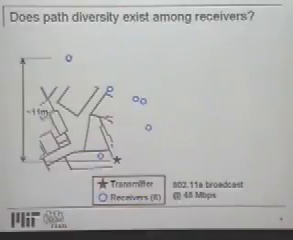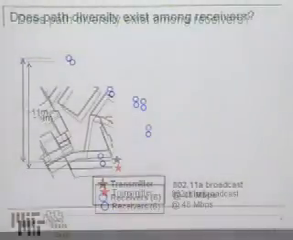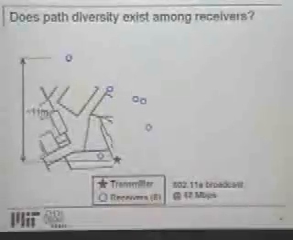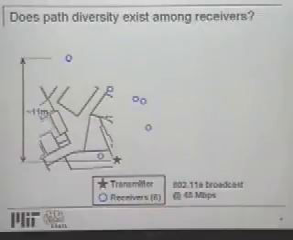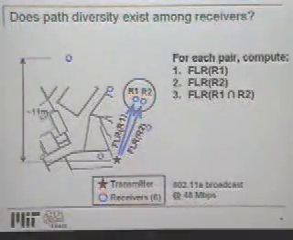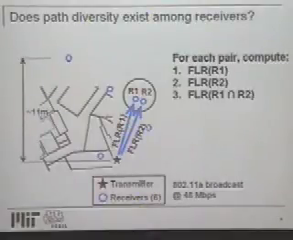The whole premise, the underlying assumption of my system, is that there's path diversity or receiver diversity in the network. One of the early experiments that I did was to confirm if this assumption holds. I ran an experiment with 6 stationary receivers and 1 stationary transmitter, and I did an 802.11a broadcast experiment. I looked at one specific pair of receivers and computed the frame loss rate of each of the individual receivers and the joint frame loss rate. That is, what is the rate at which both receivers see a loss for the same transmission?